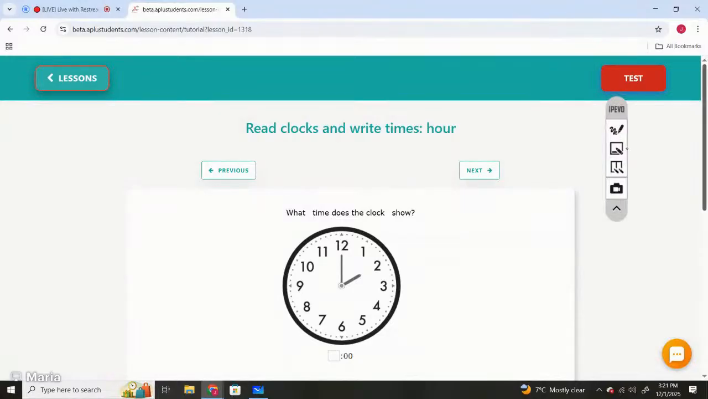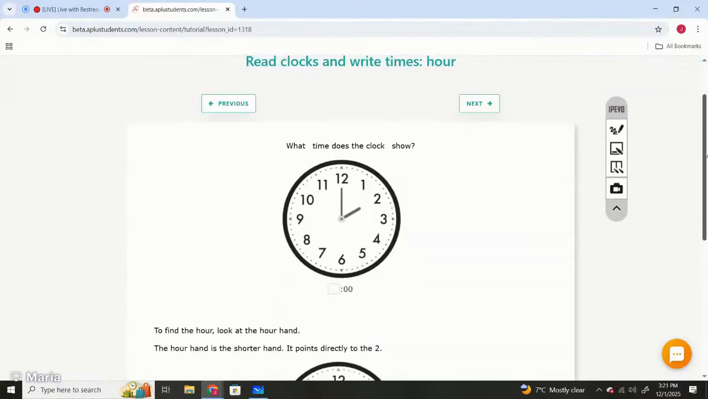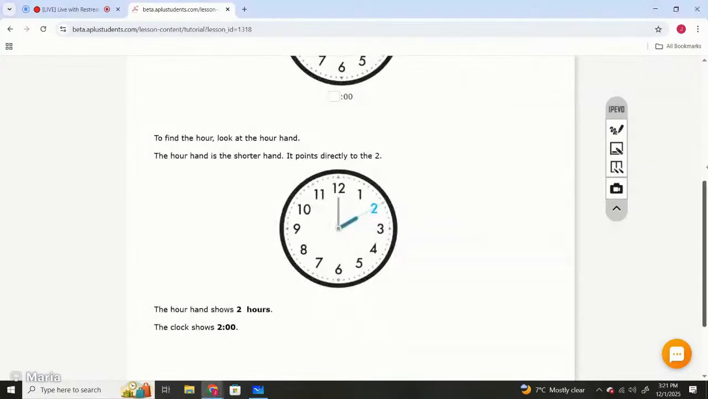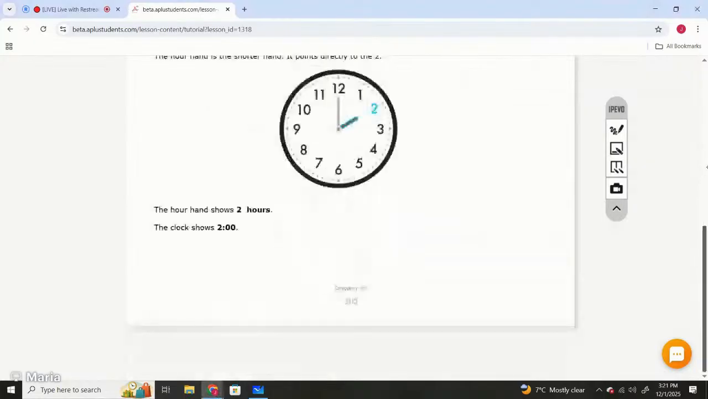What time does the clock show? So we are going to learn how do we read clocks, right? So to find the hour, we need to look at the hour hand, that is the shorter hand, right? So the shorter hand is pointing to 2. So the hour hand shows 2 hours. The clock shows 2 o'clock, like 2 hours and 0 minutes.